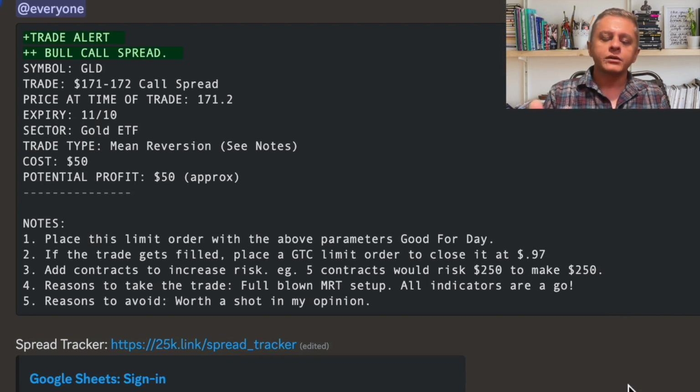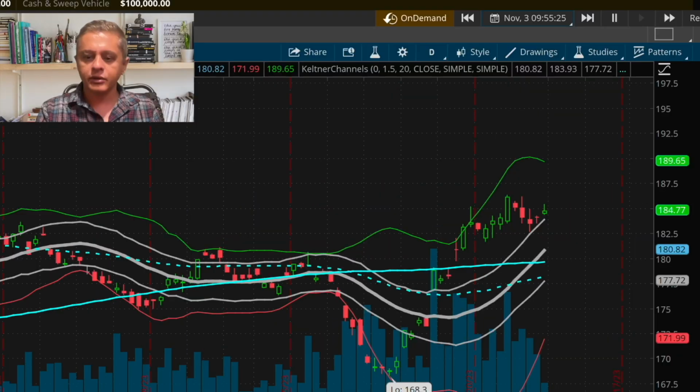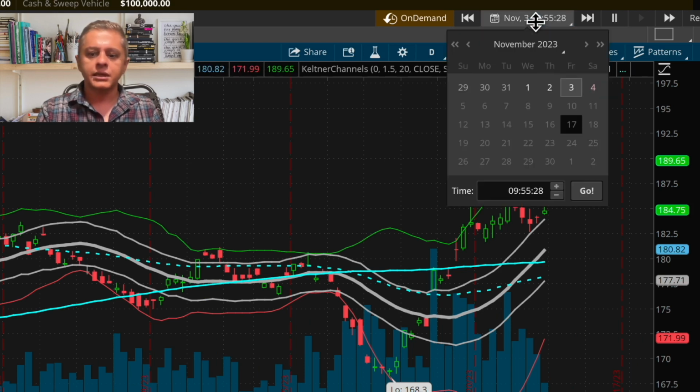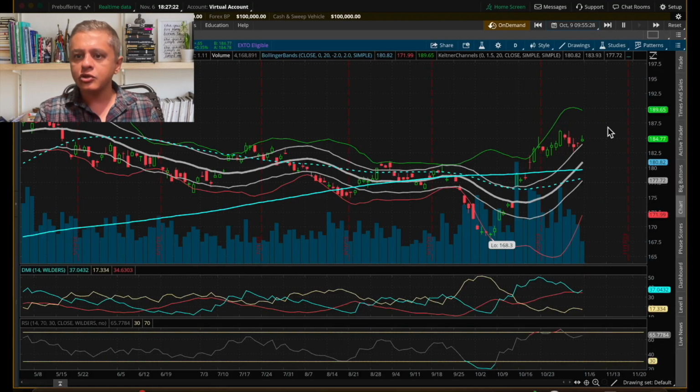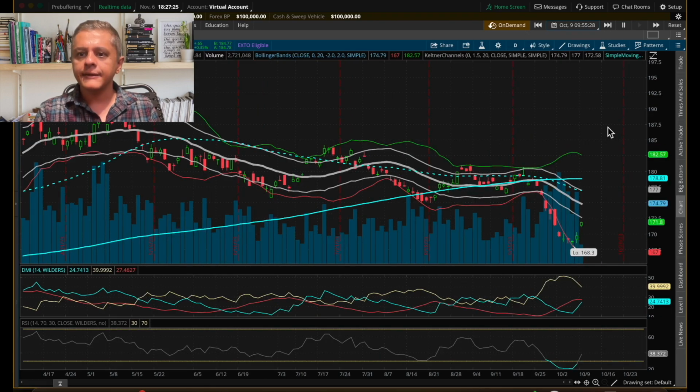So coming back to the gold trade, GLD trade, this is the mean reversion setup. And to explain this further, let's switch to Think or Swim real quick. This is 10/9, October 9th. Okay, so let's do this. Let's pull up Think or Swim, and I'm going to use Think or Swim's look back feature to go to October 9th and see how gold was looking on that day.